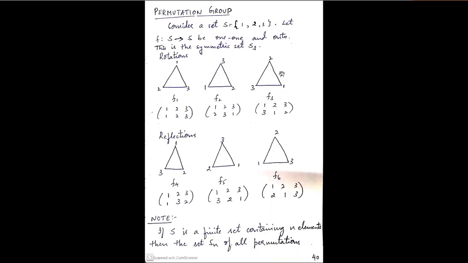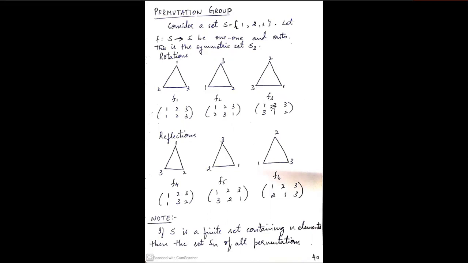Next, the third function f3, I'll write it like this. 1 is in the third position now. So 1 is mapped to 3, 2 is mapped to 1, and 3 is mapped to 2. So this is another rotation. So f3 will be: 1 goes to the third position, 2 goes to the first position, and 3 goes to the second position. This is f3. This is another rotation of this triangle.